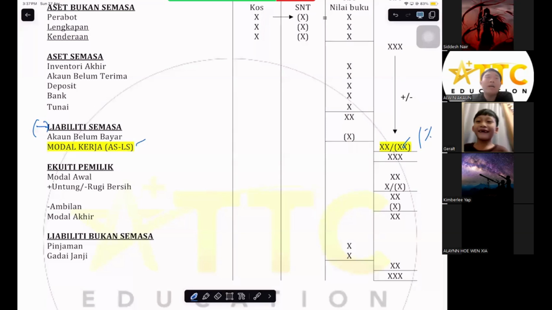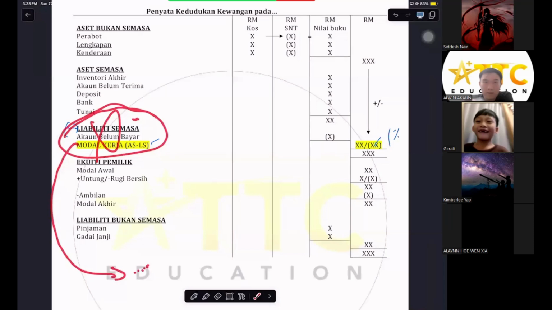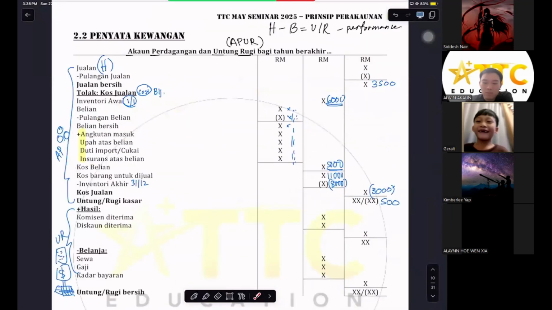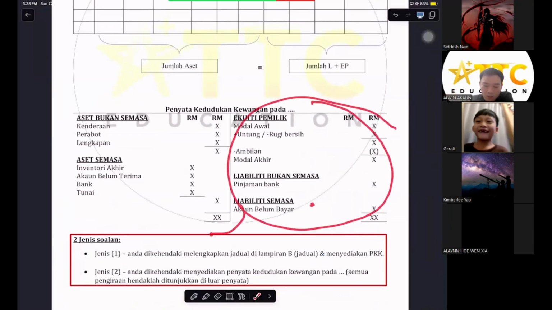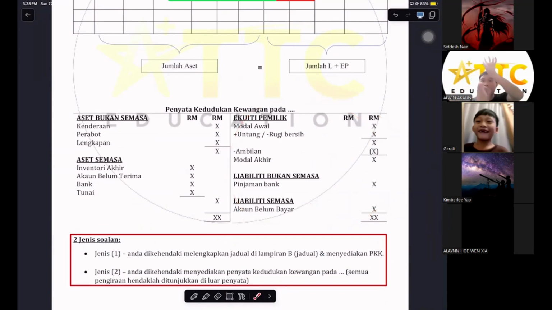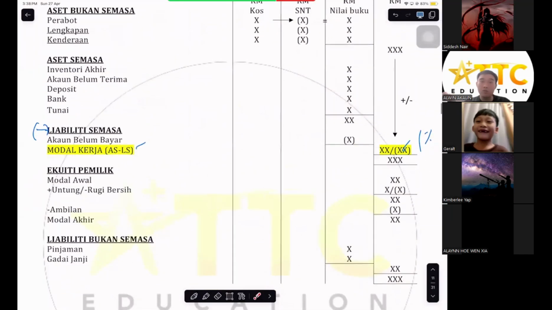But I let you know, in the real working world environment out there, normally all companies prepare their financial statement for this PKK, there's no such thing as the liability semasa going up here. The liability semasa is over here, just like what you see. It's just that the entire thing just goes below here. You just switch places only. That is the real world out there.